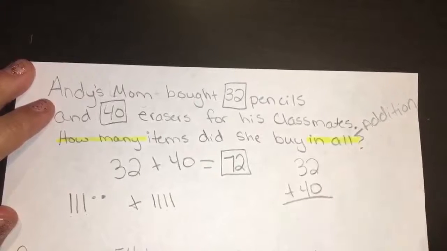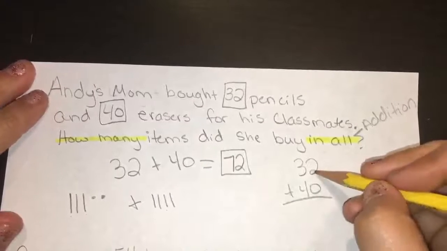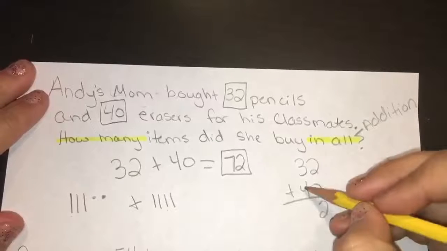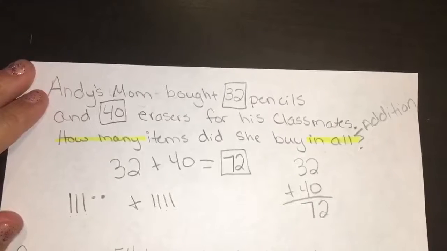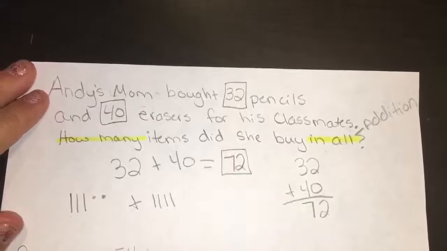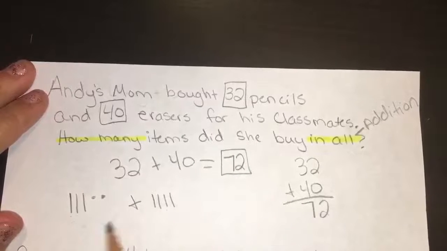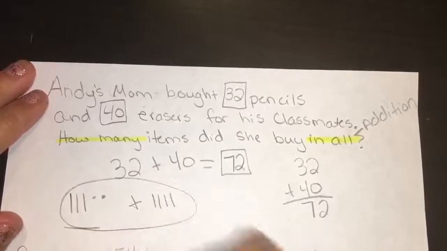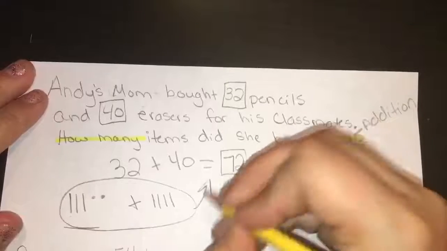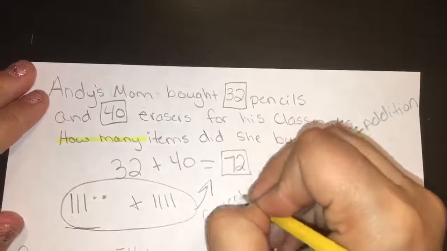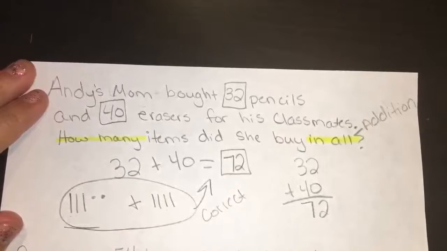I can also put them on top of each other, and 2 plus 0 is 2, 4 plus 3 is 7. So those are my ways that I can show my answer, but this helps to prove that this is correct. Let's look at another one.